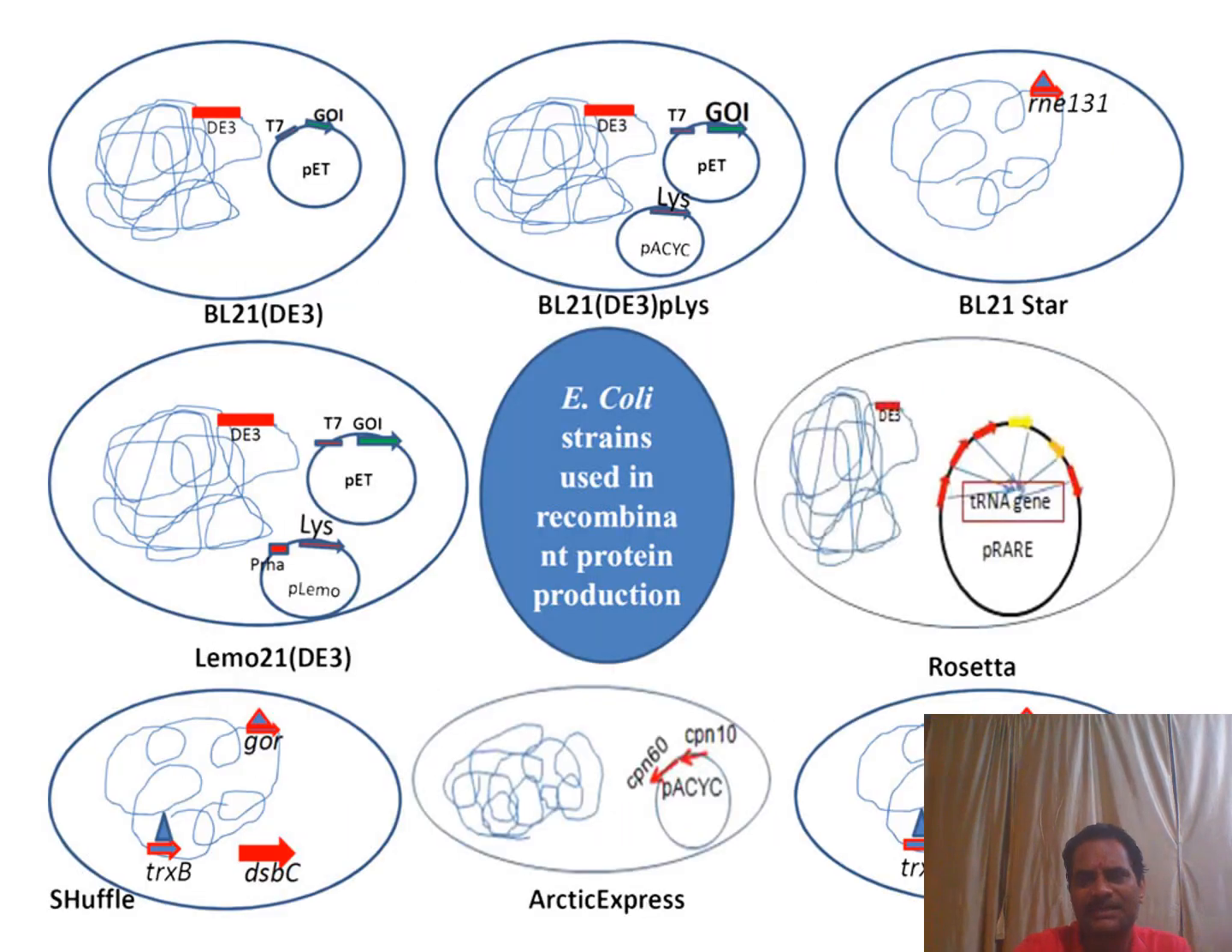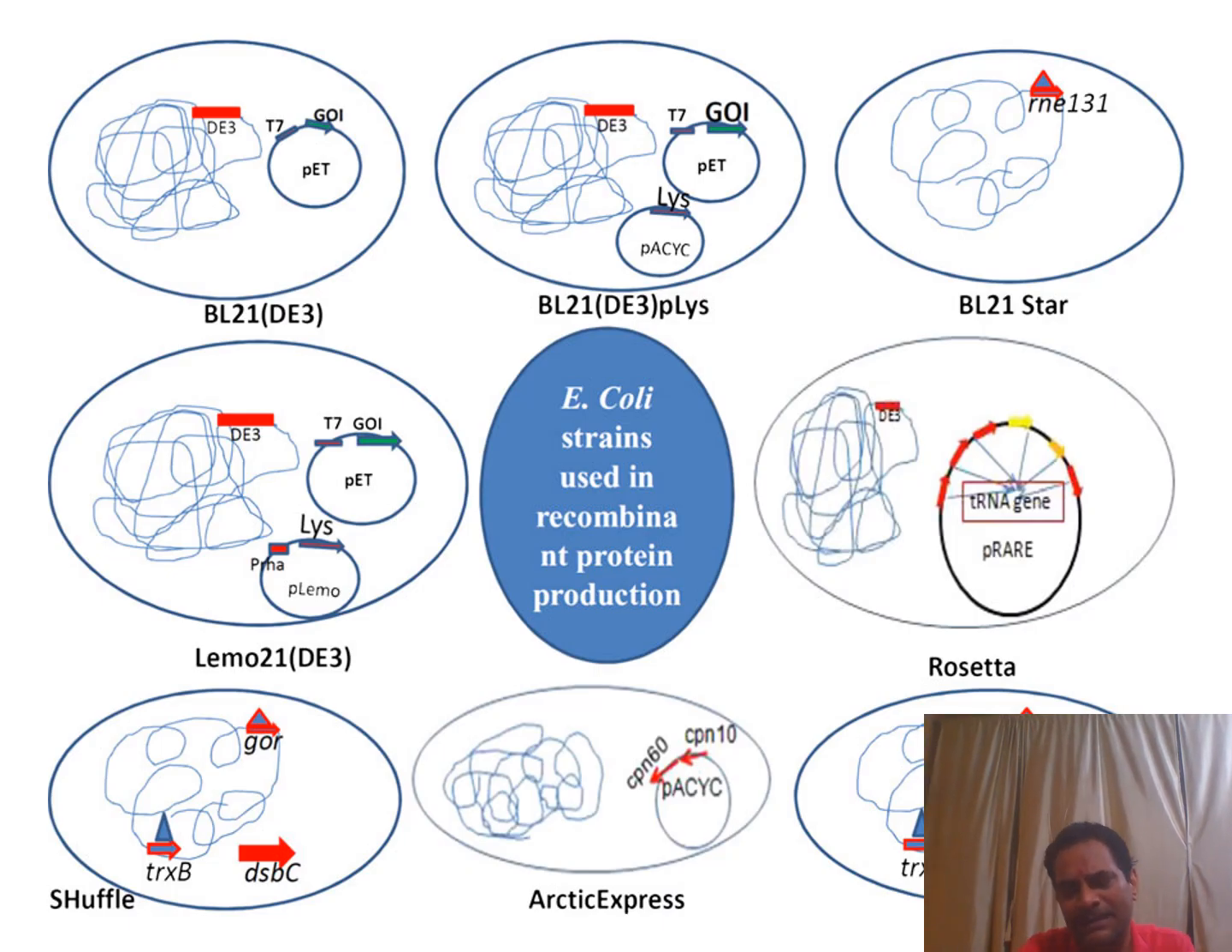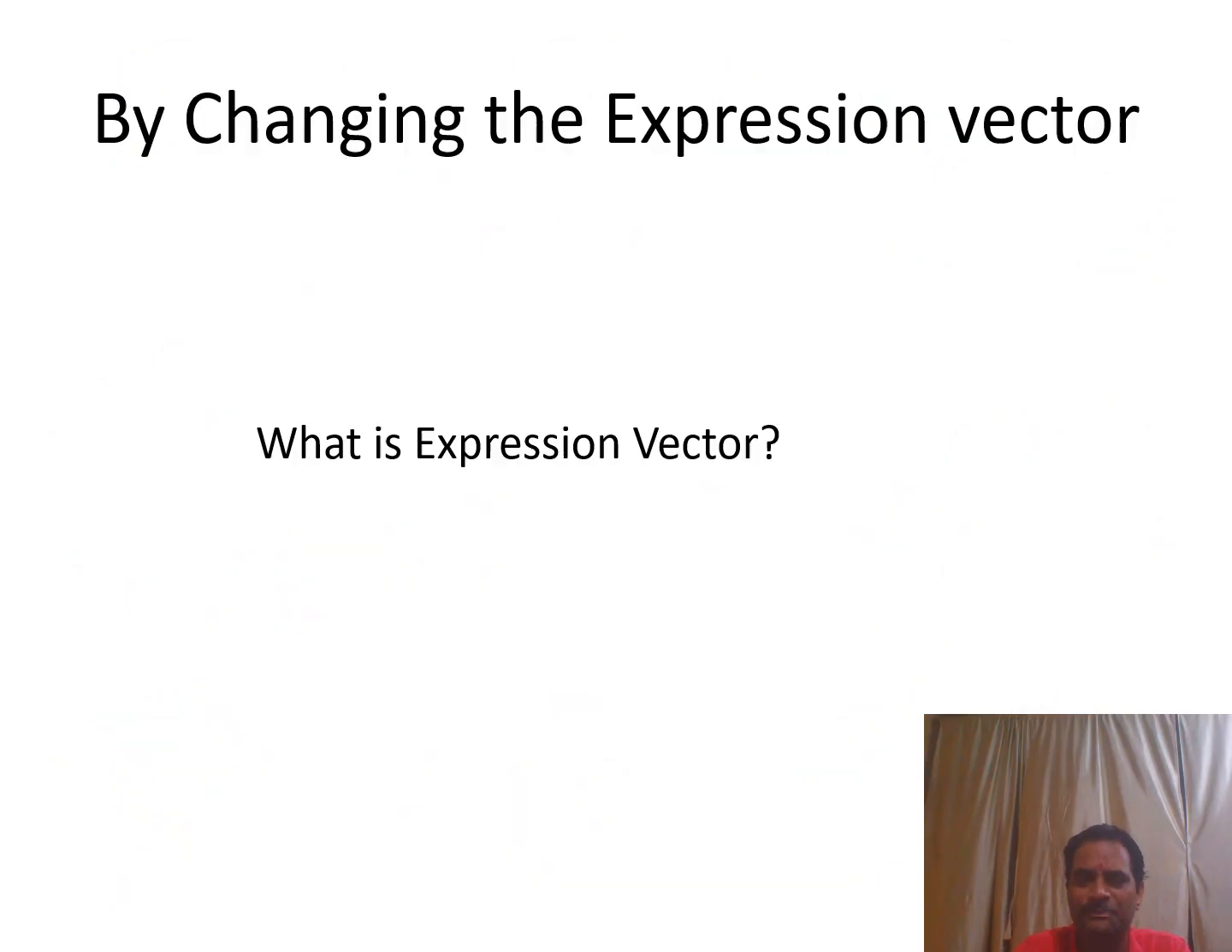So the first strategy we have discussed. This is a summary of these strains. We will discuss the next strategy, changing the vector, in the next video. So keep watching and keep in touch. These are diagrammatic representations of the E. coli strains which we use for different problems, when we face them.